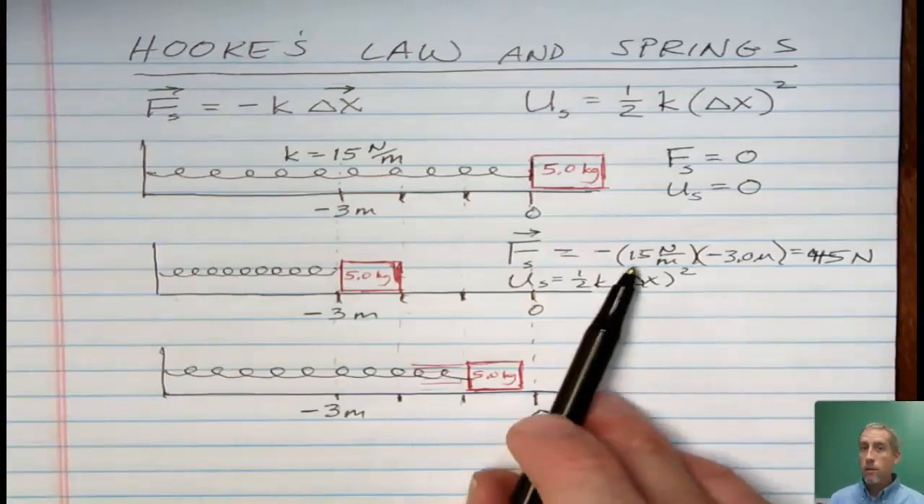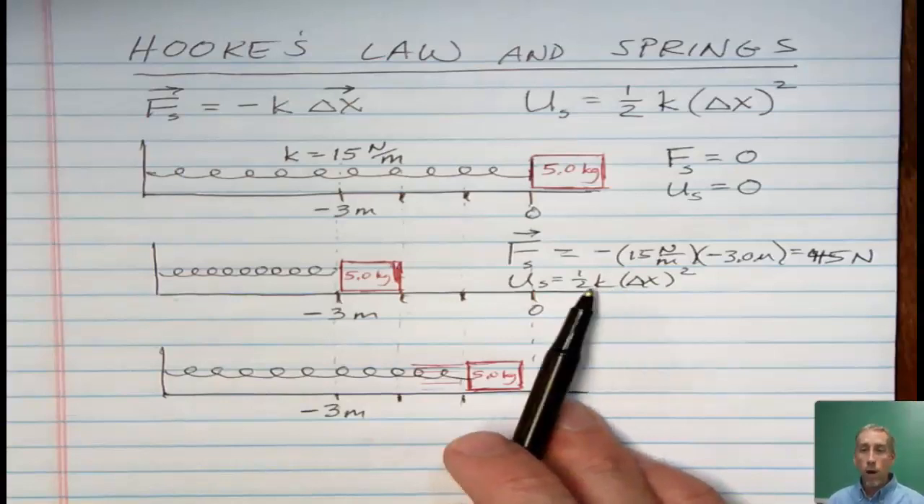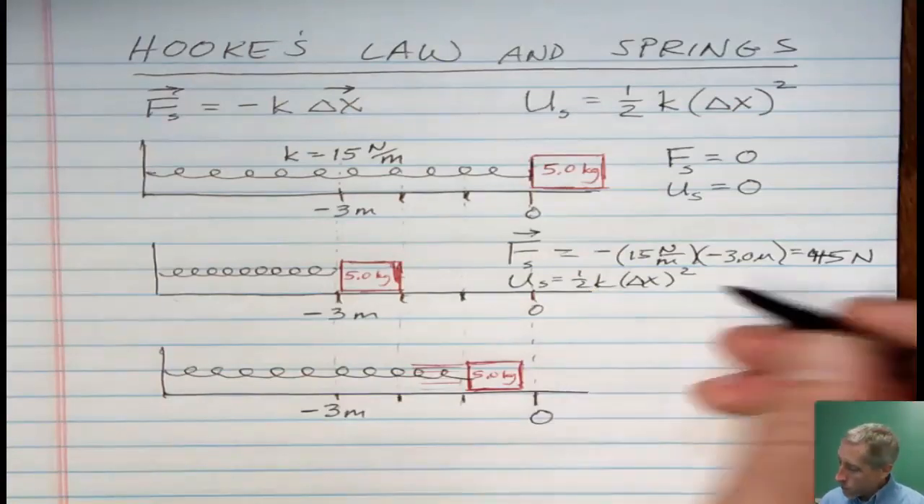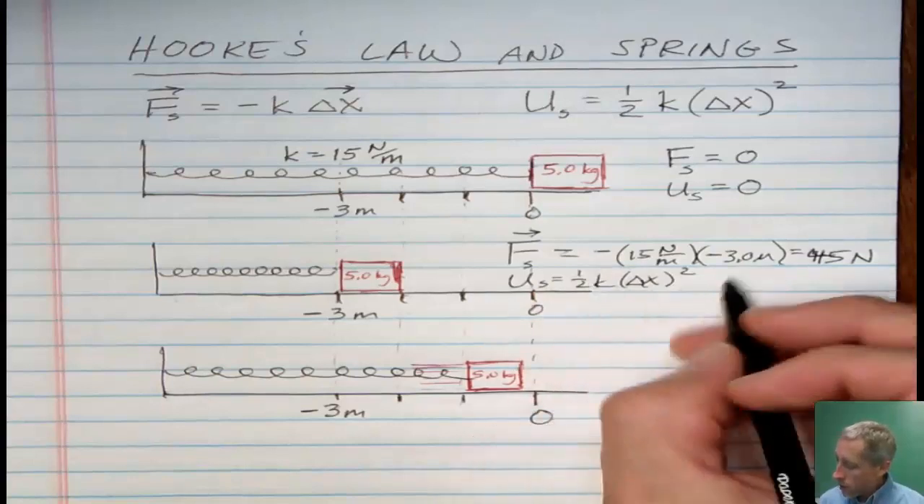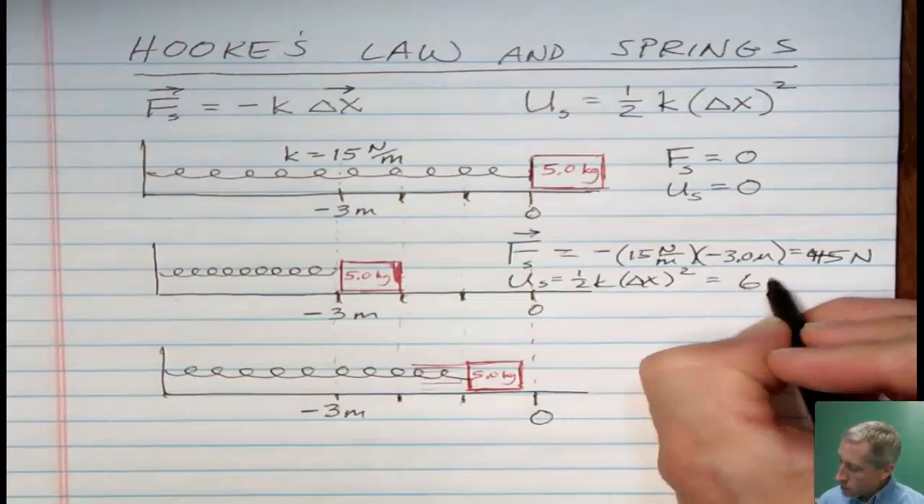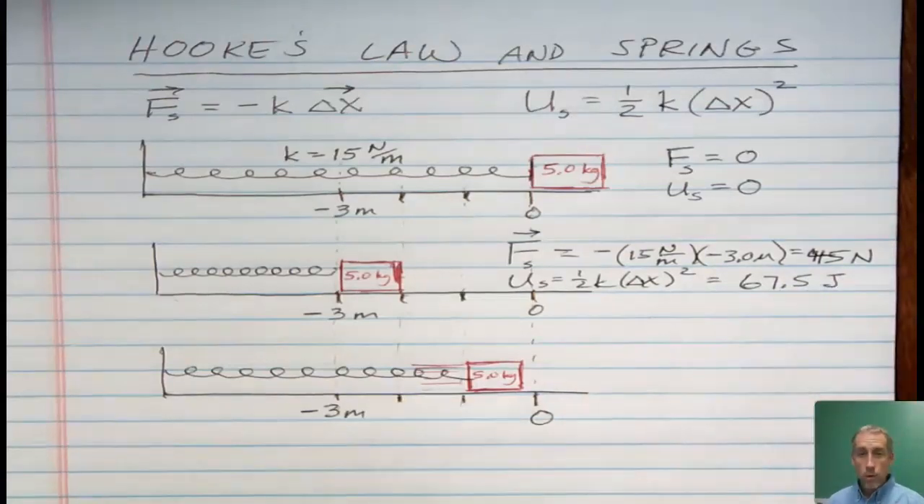I am not deriving this equation, by the way, because it's going to take some calculus. I don't really want to bog down this video with the calculus. If you need to see a demonstration of how we derive that, I may show it in another video, but you might also find it in a different reference. So if we plug in the same K and the same delta X and we square it, then we're going to get 67.5, and that's a unit of energy, which is joules.